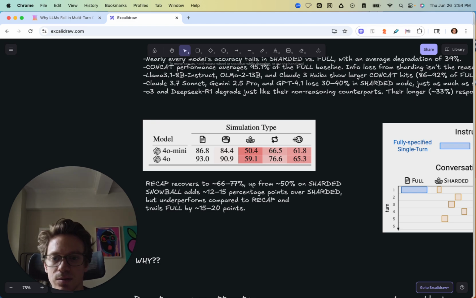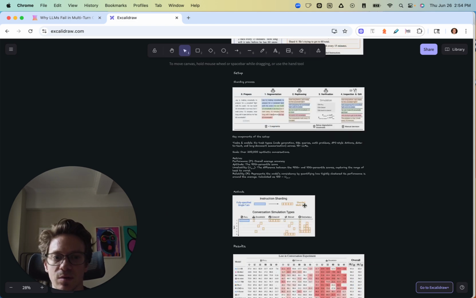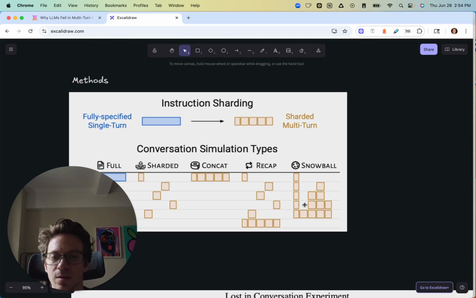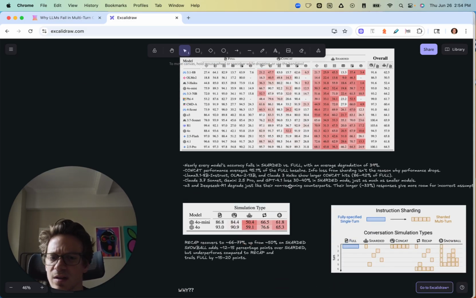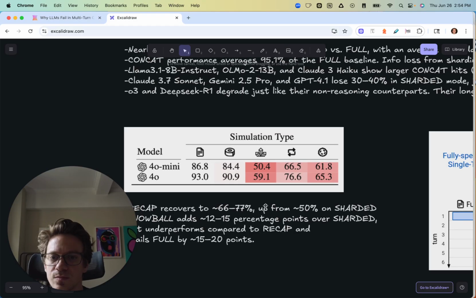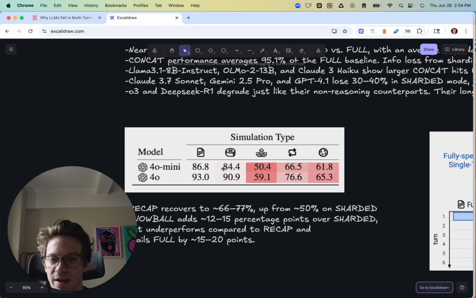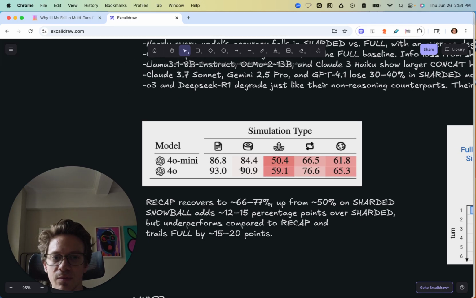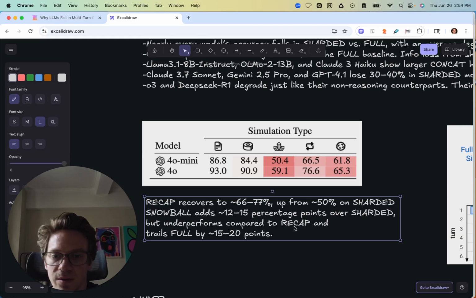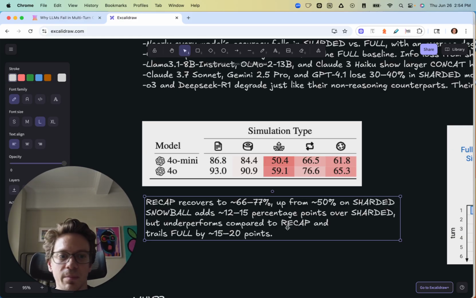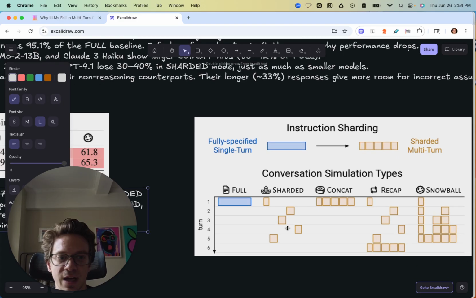Recap and Snowball. So again, for a reminder, Recap, still conversation, then they give it all at the end. Snowball, they prepend as you collect them along the way. Neither did super well. So if we look here, full is at 87, concat is at 85, recap is 66, and snowball is at 62. And so again, those methods don't really help.